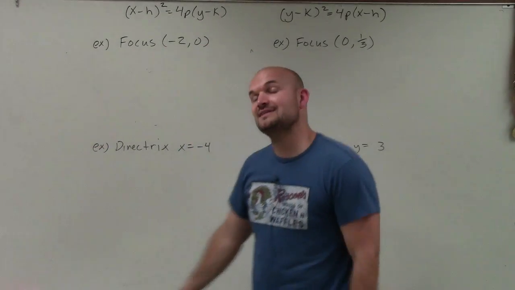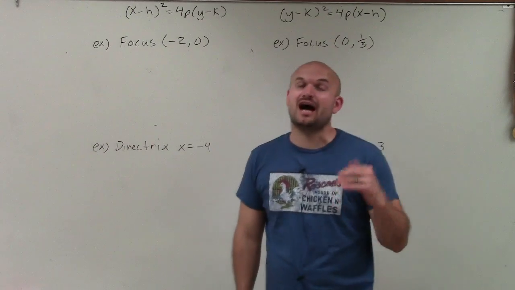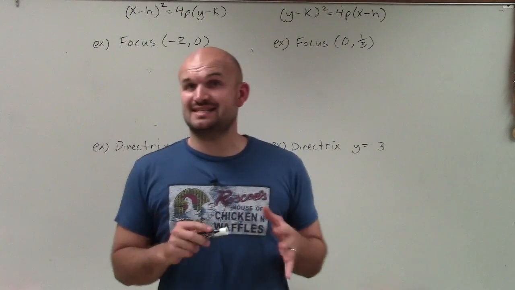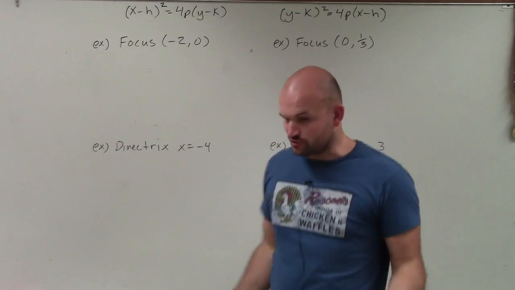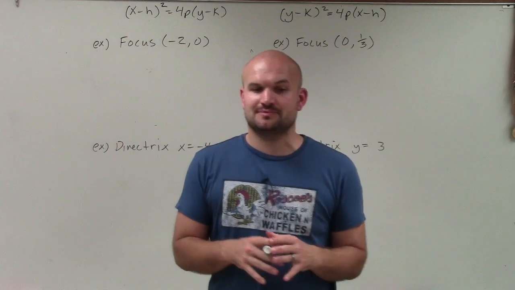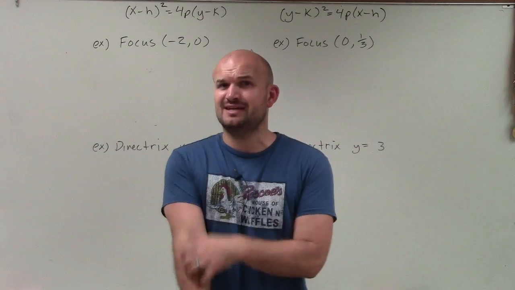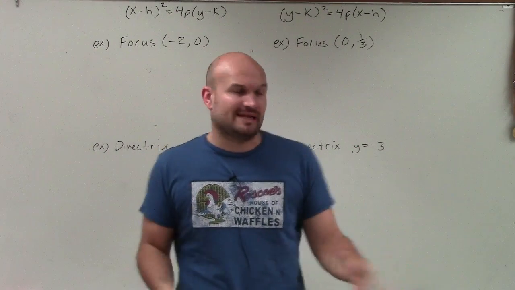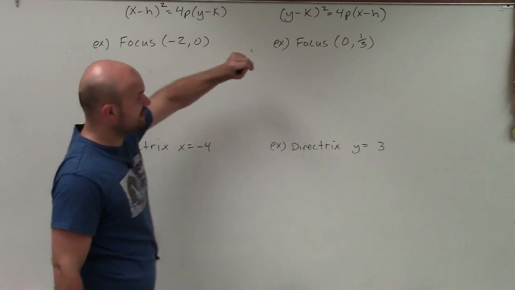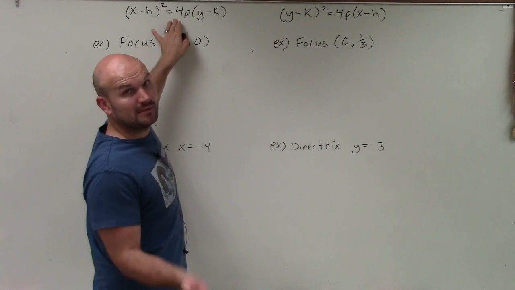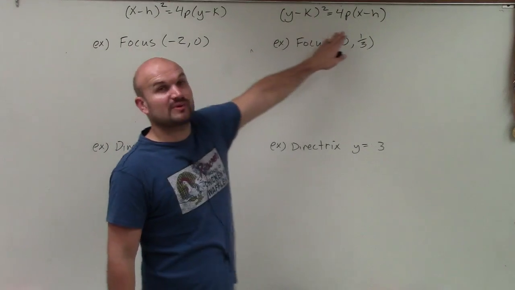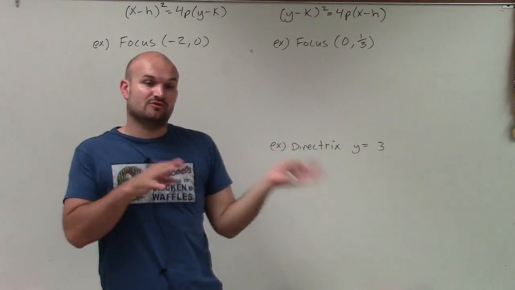Welcome, ladies and gentlemen. What I'd like to do is show you how to write the equation of a parabola when the vertex is at 0, 0, or at the origin, given either the focus or the directrix. The main important thing when we want to write an equation is to understand what information we need. So I wrote two forms of our conic section. Here's when we have a vertical parabola, either opening up or down. And here's when we have a horizontal parabola, either opening to the right or to the left.